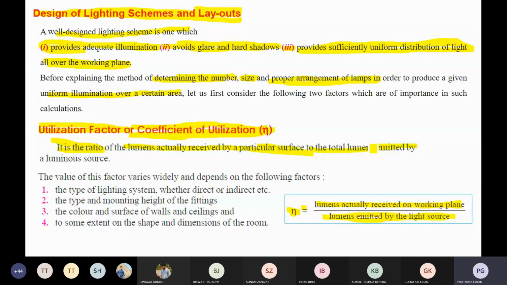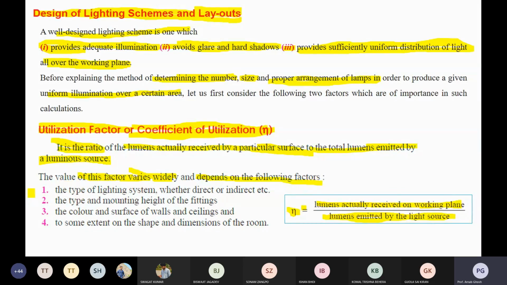Simple thing, the value of this factor, eta. The value of this factor will definitely vary with different points, an important feature. It varies widely and depends on the following factors. What are the important factors? Number one is the type of the lighting system, whether direct or indirect. Last class I discussed different lighting systems; the efficiency depends upon the lighting system.